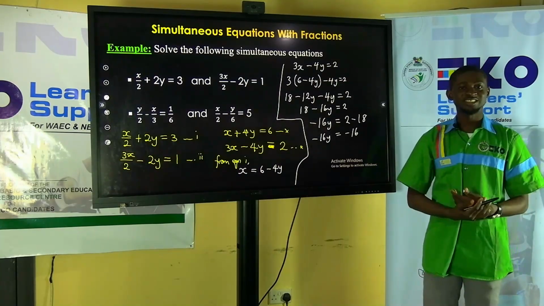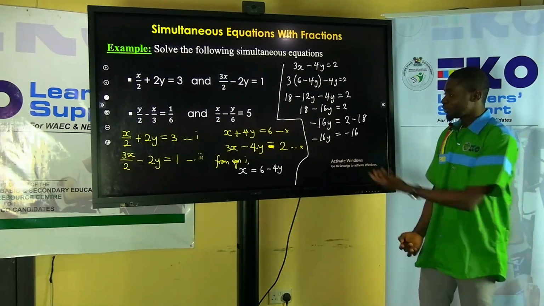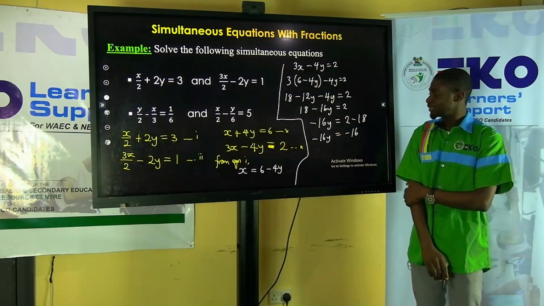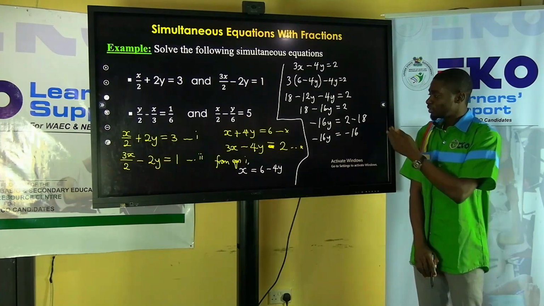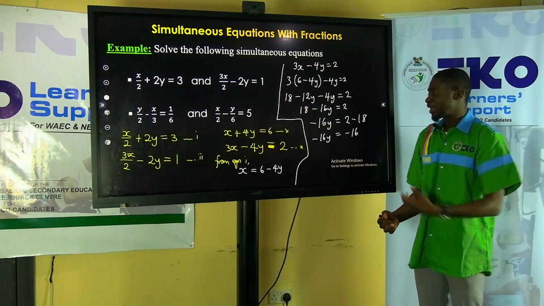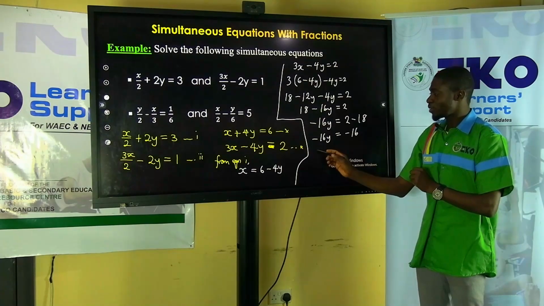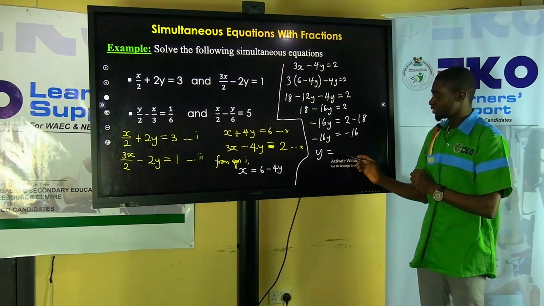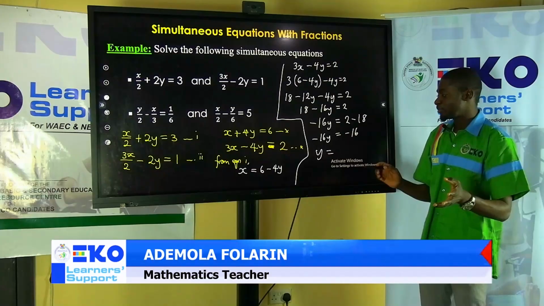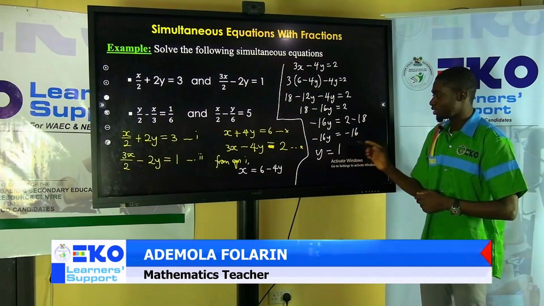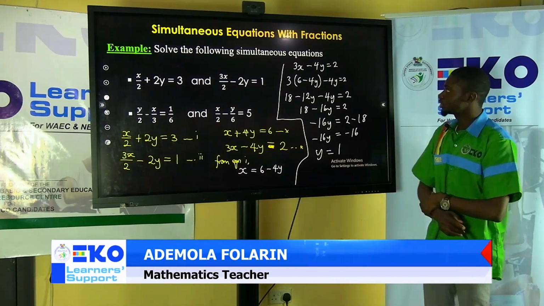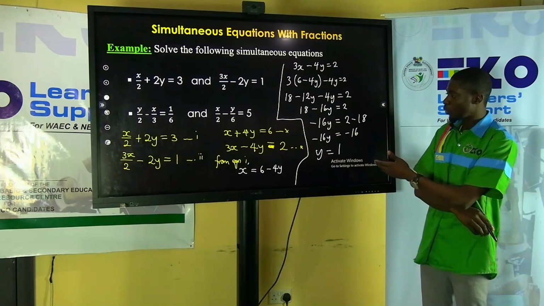Interesting. So you know what will happen? They have common thing here, minus 16. Divide both sides by the coefficient of y, which is minus 16. So y becomes minus 16 divided by minus 16, 1. Now we've gotten the value of y to be 1.